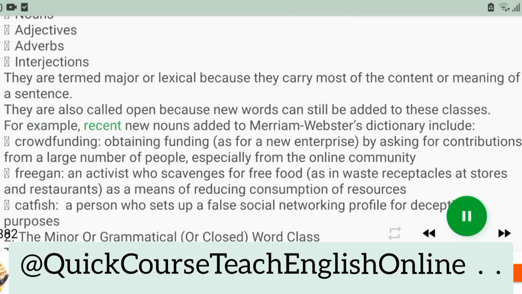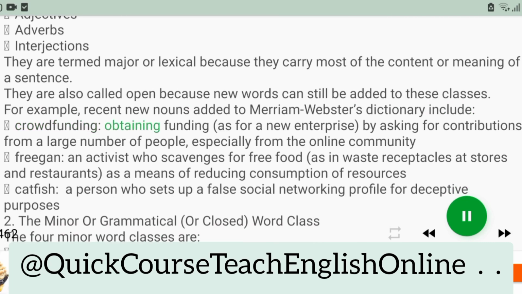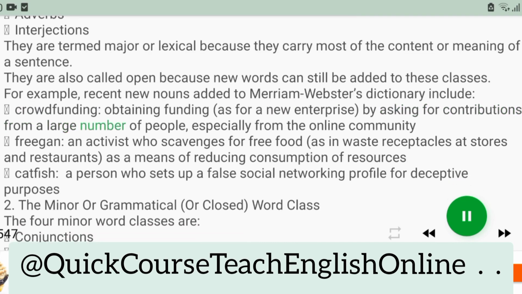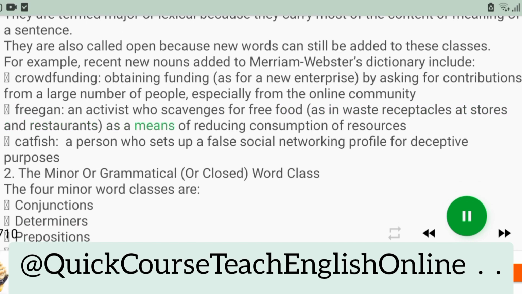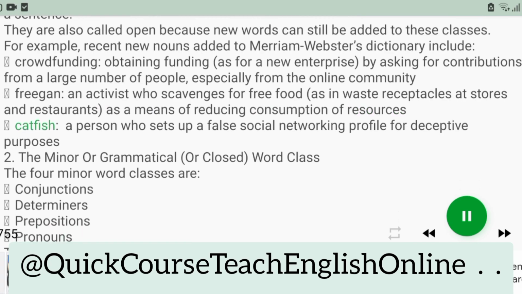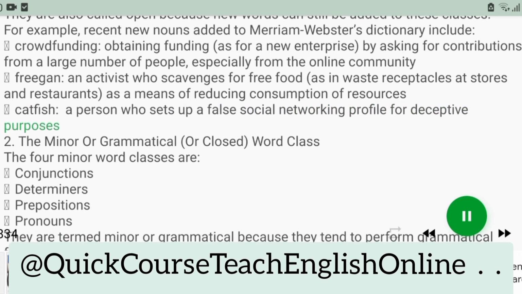For example, recent new nouns added to Merriam-Webster's dictionary include crowdfunding, obtaining funding, as for a new enterprise by asking for contributions from a large number of people, especially from the online community. Freegan, an activist who scavenges for free food, as in waste receptacles at stores and restaurants, as a means of reducing consumption of resources. Catfish, a person who sets up a false social networking profile for deceptive purposes.